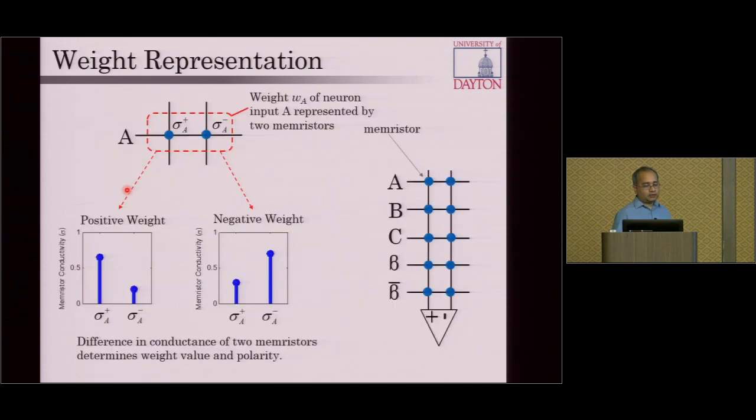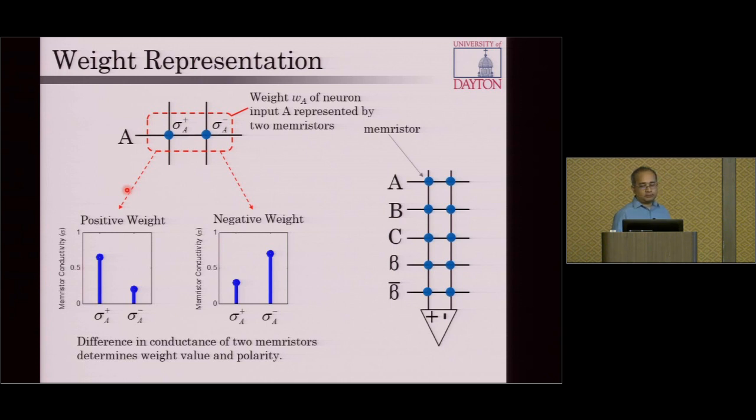So the reason for having two memristors per weight is to be able to represent negative values. So over here are negative weights. So if the conductance of this memristor is higher, as you see in this example, in this figure, then the overall pair acts as a positive weight.